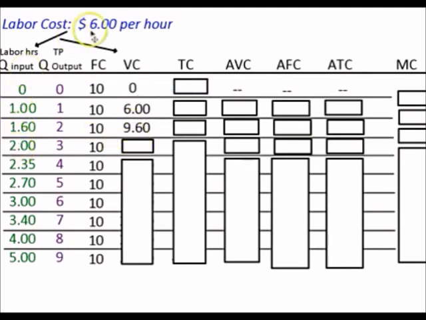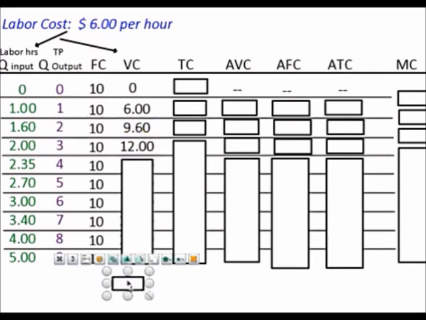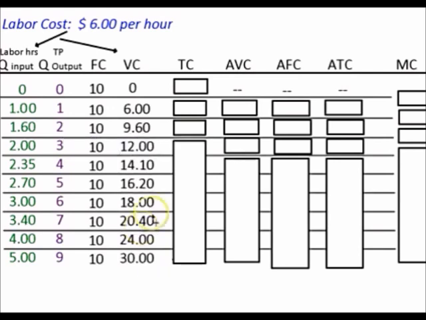2 hours of work at $6 per hour is going to be, hey, look at that, 12 hours, or I'm sorry, $12. And so on and so on. So take a second, pause the video, and calculate this just to make sure you got it. 2.35 times 6, 2.7 times 6, 3 times 6, etc. Fill in the rest. Pause, calculate. And this is what you should have come up with. Boom. Pause and check your numbers.